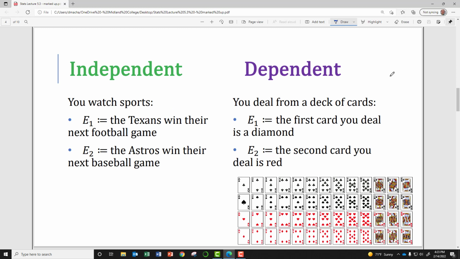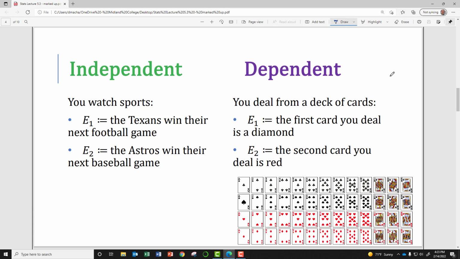So suppose you watch sports. E1 might be the event that the Texans win their next football game. And E2 may be the event that the Astros win their next baseball game. And of course, these are completely different sports. And so the success of one sports team does not affect the probability that the other is going to win their game as well. So those would be independent events.